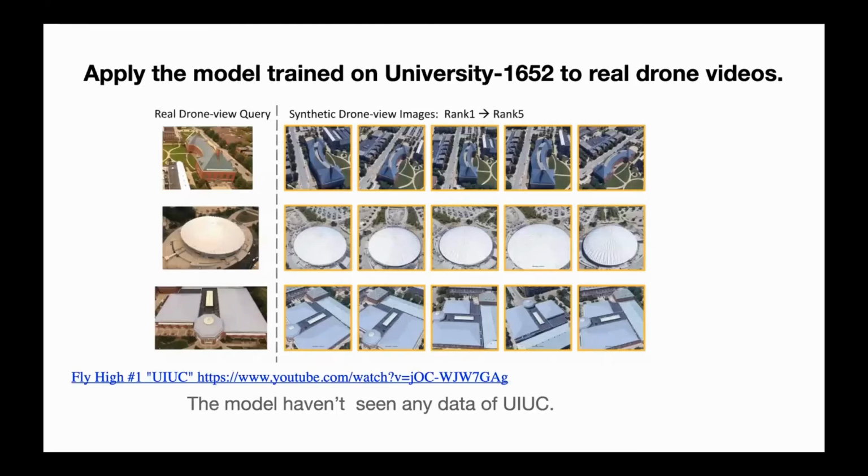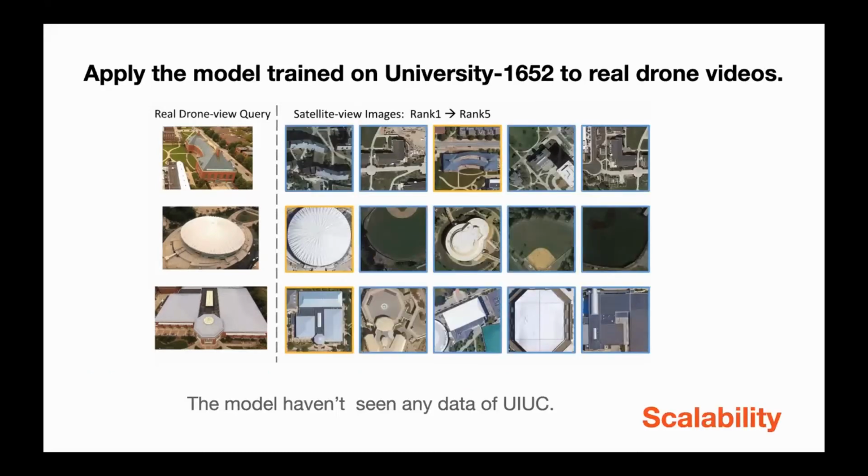And we also asked someone to fly a drone at UIUC, and we asked the owner to provide us some real drone data he flew, and we also did the search, and we show the learned model on our data set also performs well on real world scenarios. Yes, it also shows the scalability of our model.